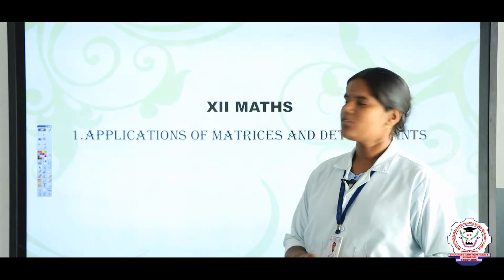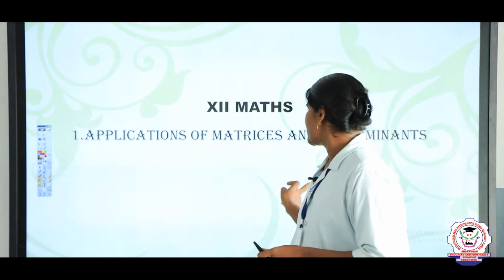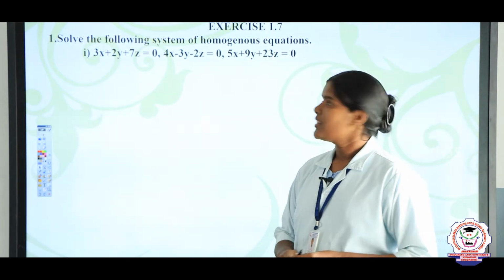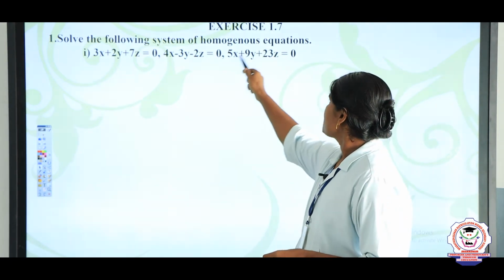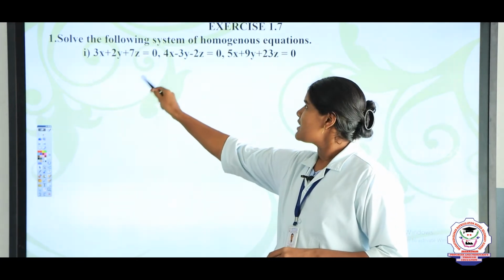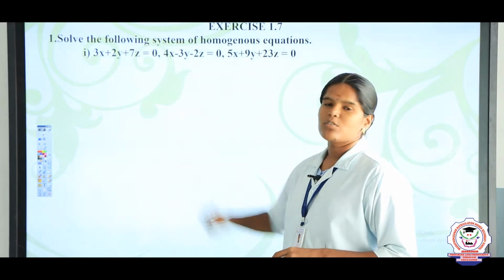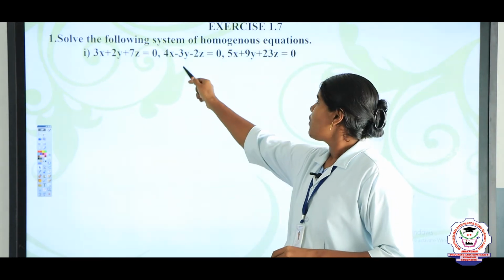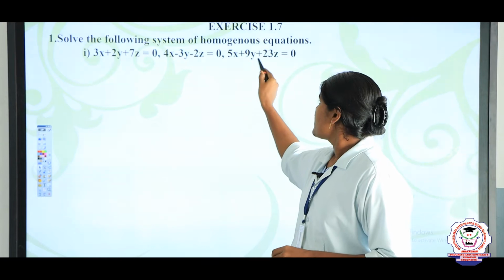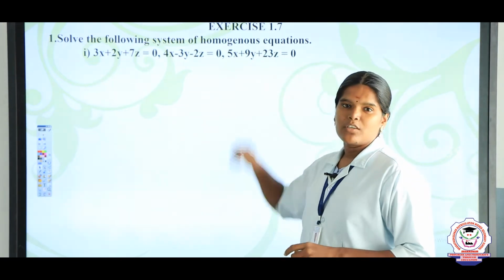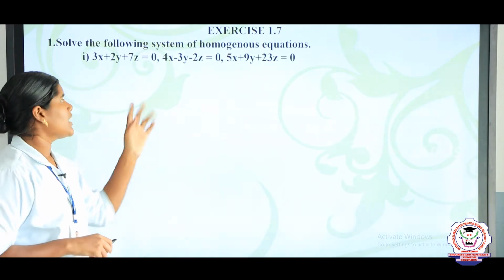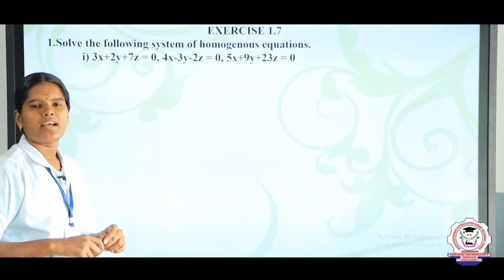Okay? So, today we are going to solve a system of equation from exercise 1.7, question number 1, that is, solve the following system of homogeneous equation. First subdivision, 3x plus 2y plus 7z equal to 0 and 4x minus 3y minus 2z equal to 0, 5x plus 9y plus 23z equal to 0. So, here we have three unknowns, that is x, y and z.